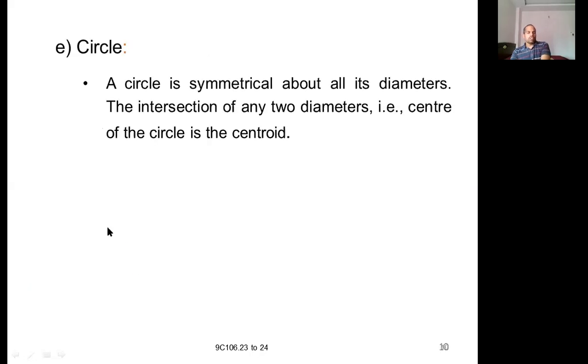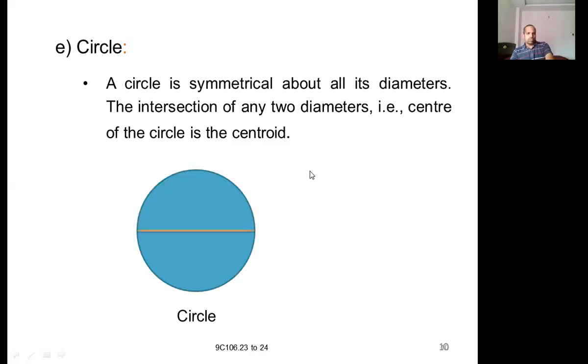Next one is the circle. A circle is symmetrical about all its diametrical axes, all the axes along the diameters. The intersection of any two diameters, which is the center of the circle, is the centroid. So just draw any two lines of symmetry. If you take this circle, it is symmetrical about this axis, this axis, this axis; there can be any number of axes. Along its diameter, it divides the area into two parts. If you draw any two symmetries, the intersection point is your centroid.